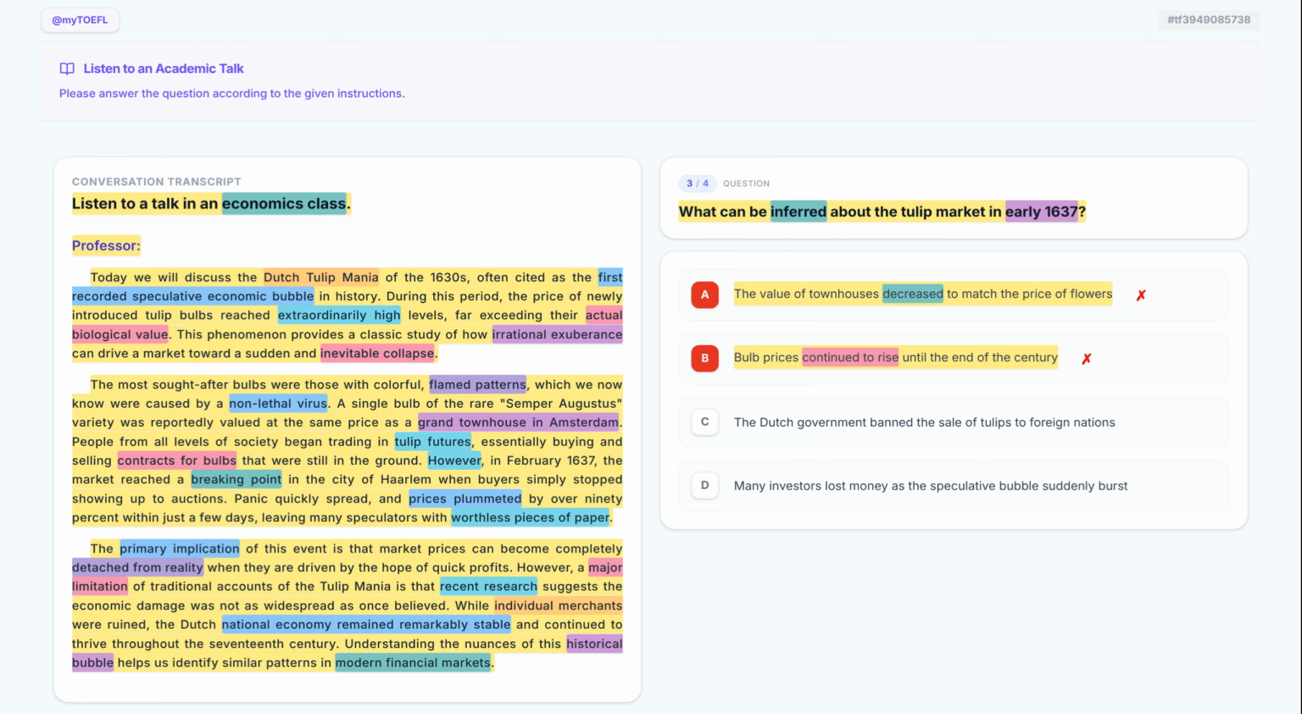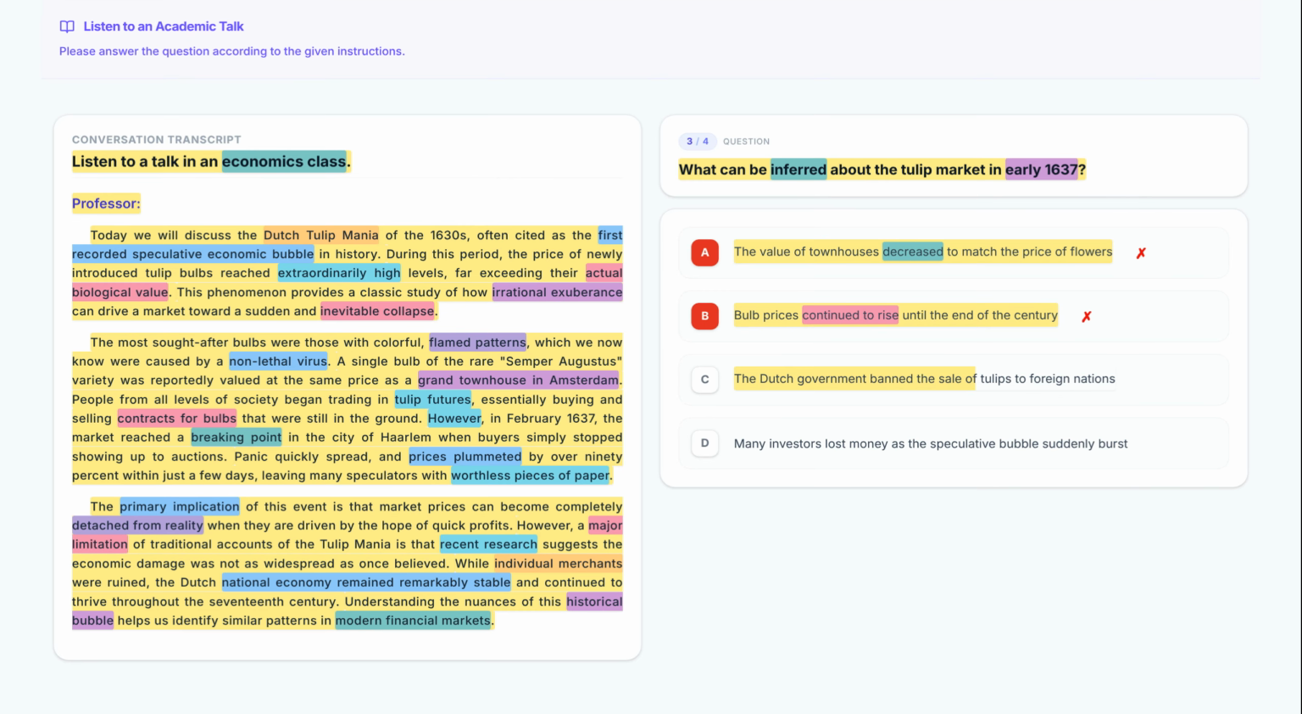Here's option C. Let's see if it fits: the Dutch government banned the sale of tulips to foreign nations. There is no mention of a government ban in the talk, making this an external, incorrect piece of information.